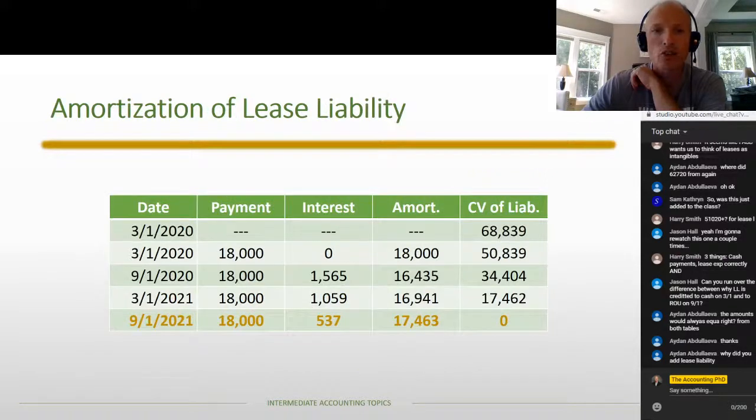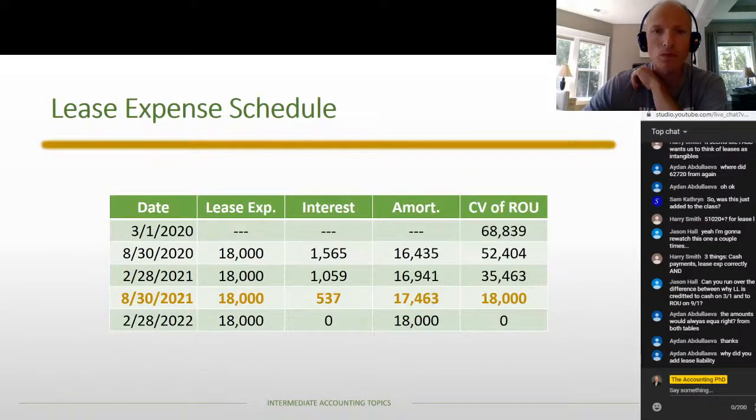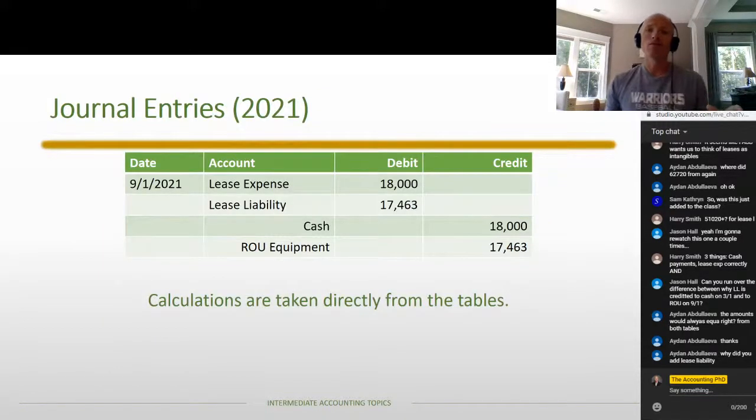So now the final journal entry. Again, we're taking two pieces of information, sort of adding it all together. So again, the 9/1/2021 and the 8/30/2021. It's not the final journal entry. I shouldn't have said that. It's the next journal entry. 9/1/2021 coincides with 8/30/2021 in the lease expense schedule. So this should be very similar. It's right from the tables.